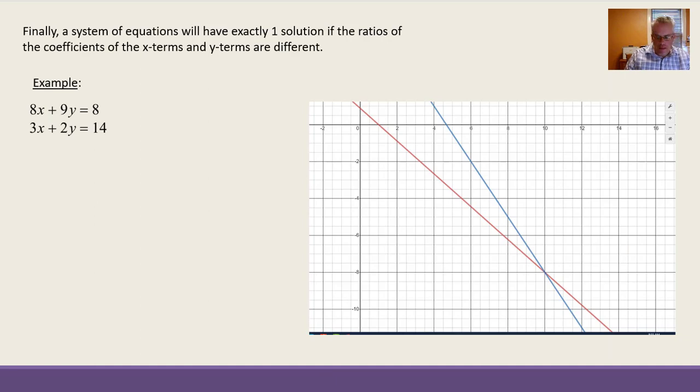All right. The last case is kind of the normal case, is when it does have one solution. That happens when the ratio of the x terms, and this would be 2.66 repeating, and the y terms are different. Okay, so when the ratio of the variable terms are different, it's a normal case. It has exactly one solution. And for this system of equations, it would be right there.